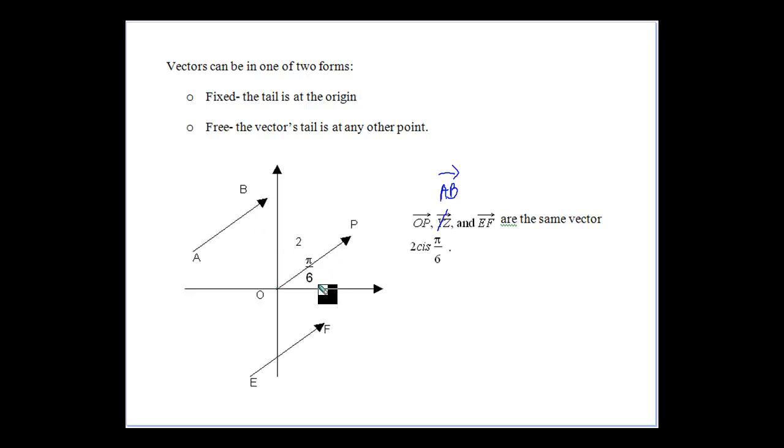So that is the same vector, 2 cis pi on 6, and we use our modulus argument form to describe it. Every vector there is 2 cis pi on 6. It's just moved around to a different spot, with a different starting spot. So that's what a vector is, and how they are described.